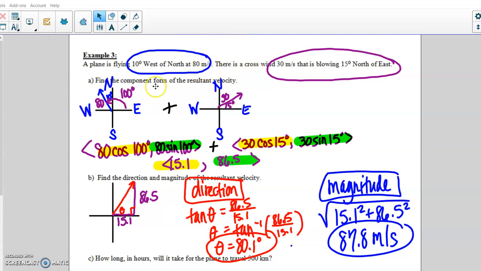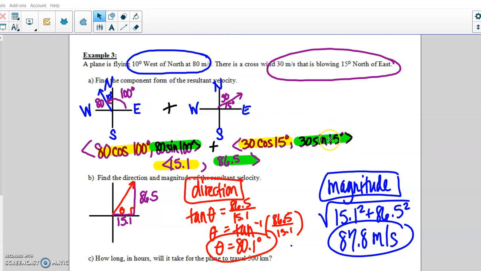Then we have to add this other force to it, because we have a crosswind, and it has a magnitude of 30 meters per second, and it's blowing 15 degrees north of east. So if this is east at 0, 15 degrees north of it would be going up. So it's just this little 15-degree angle here. Just like the last example, you can do your magnitude times cosine of your angle to get your horizontal component. Then do your magnitude times sine of your angle to get what's happening vertically.